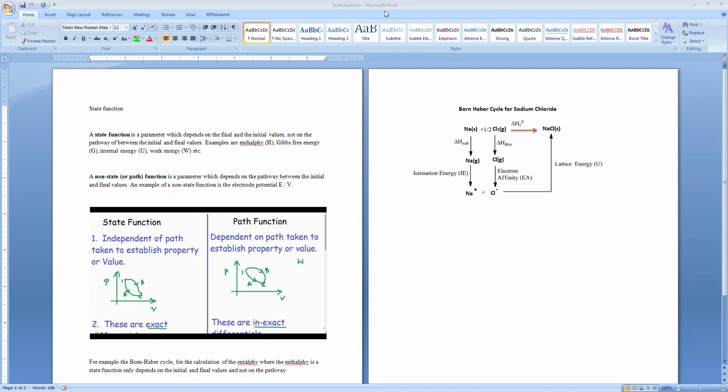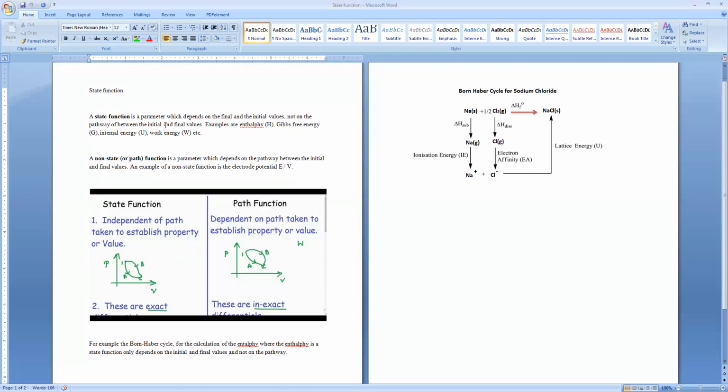Okay, so what is a state function? A state function is a parameter which depends on the final and initial value, not on the pathway between the initial and the final values. For example, enthalpy, Gibbs free energy, internal energy, work, energy. Those are basically state functions.